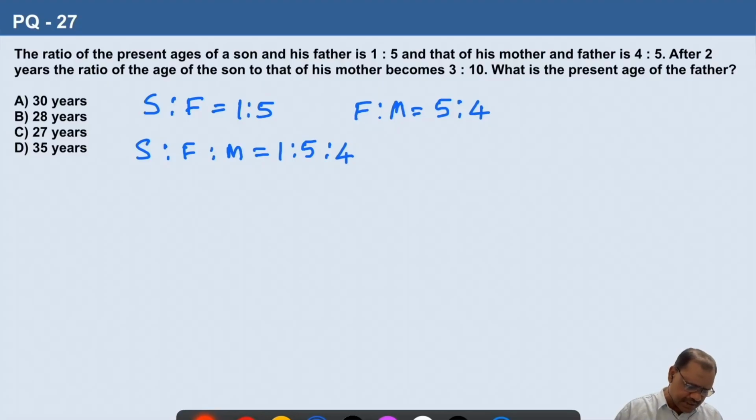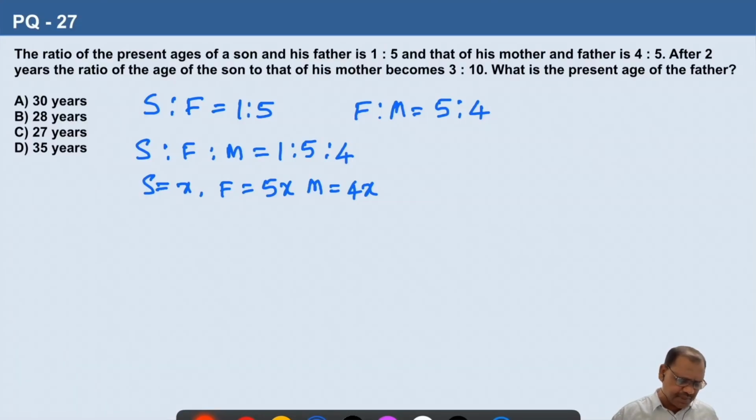So we can assume the ages as son as x, father as 5x, mother as 4x. After 2 years, the ratio of the ages of son to that of mother will become 3:10. So the ratio of son and mother after 2 years: son is x plus 2, and mother is 4x plus 2. Son and mother, the ratio becomes 3:10.